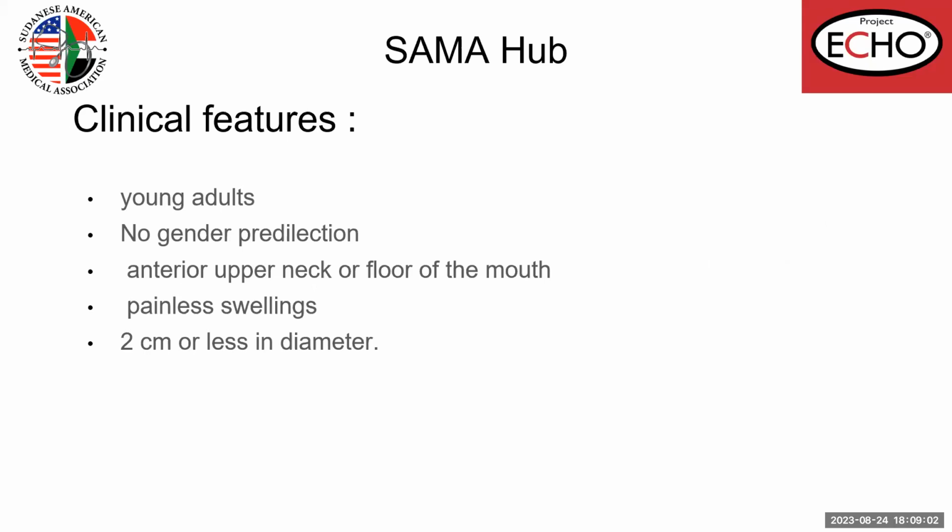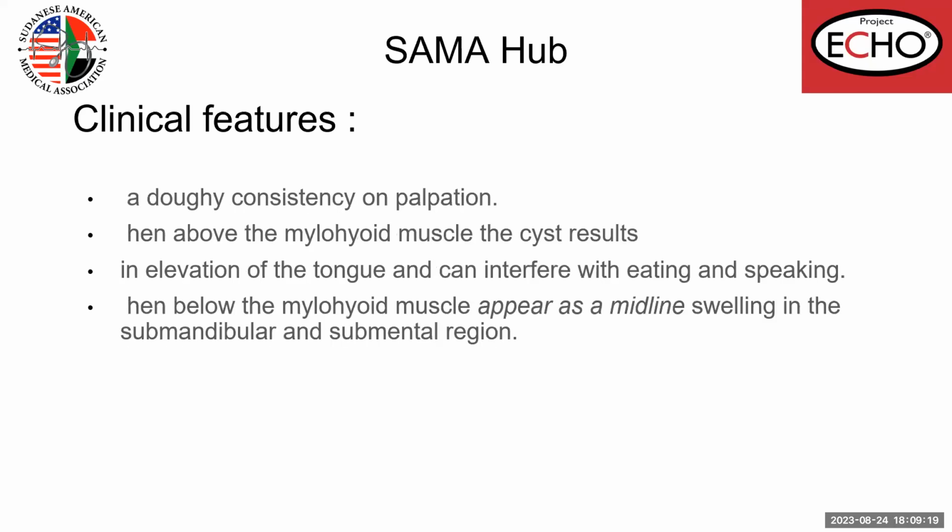Clinical features: it happens in young adults, no gender predilection, in the anterior upper neck or floor of the mouth. It is a painless swelling that is 2 centimeters or less in diameter, doughy in consistency, takes place above the mylohyoid muscle, and causes elevation of the tongue and can interfere with eating and speaking.